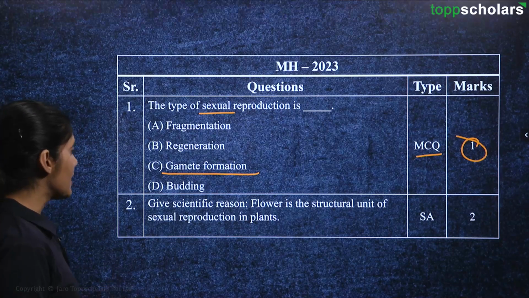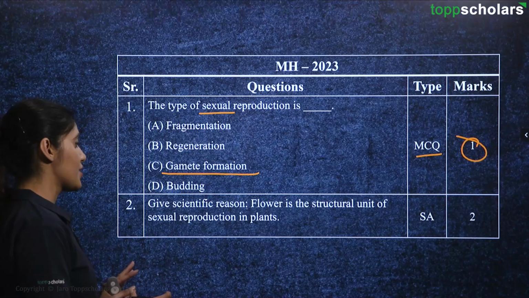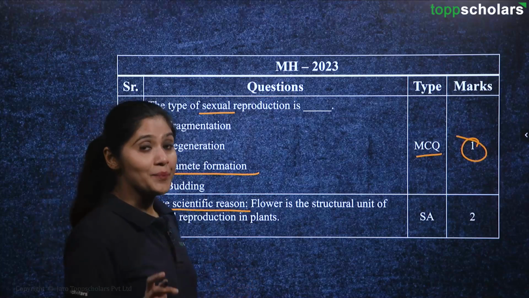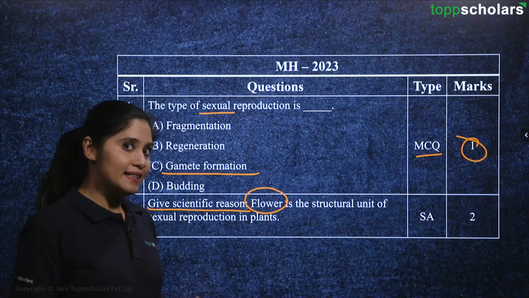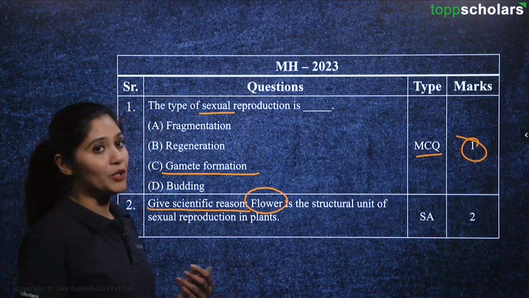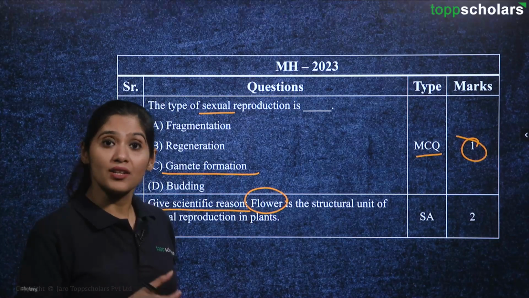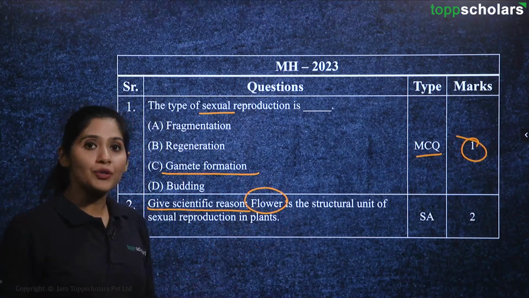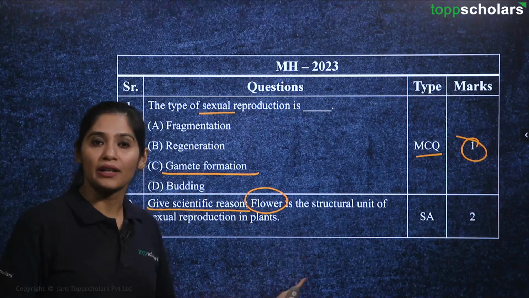Now, the next question: give scientific reason. Flower is the structural unit of sexual reproduction in plants. So, we have to give a scientific reason for that. Again, you can see it is around the flower, and we already discussed why the flower is called the structural unit of sexual reproduction in plants, which parts of the flower take part in sexual reproduction, and how sexual reproduction in a flower takes place. So, you have to explain that in short for giving the scientific reason for this particular question.